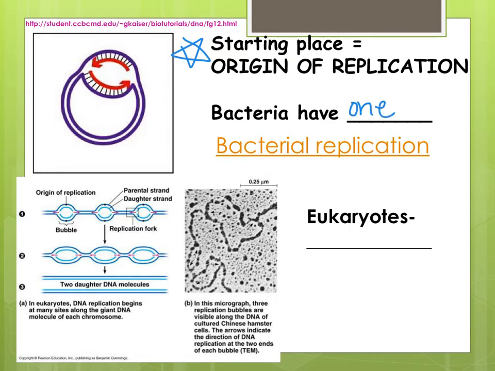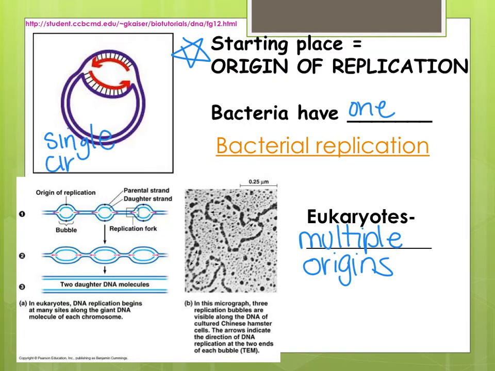Now your DNA is in a double helix. It's really, really long. So eukaryotes will end up having multiple origins. Remember, bacteria have the single circular DNA. Their chromosome is single circular DNA.